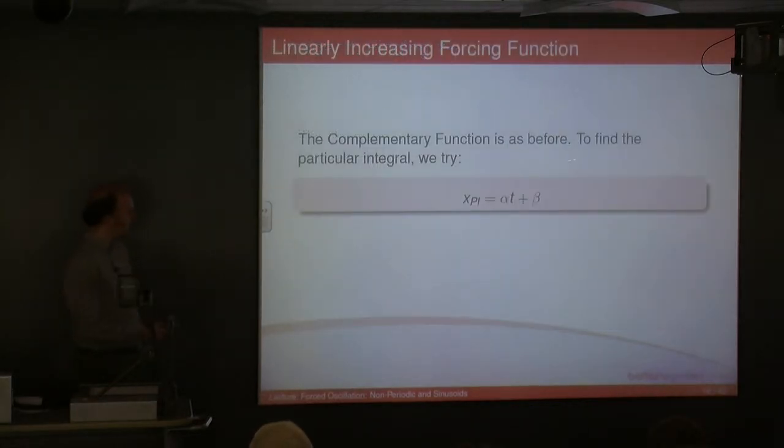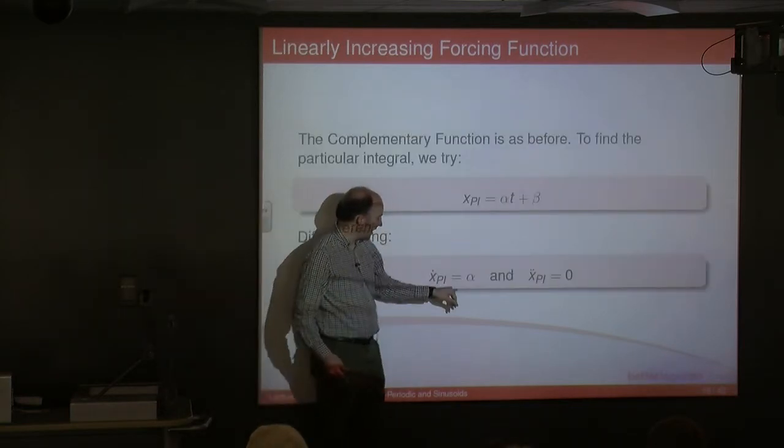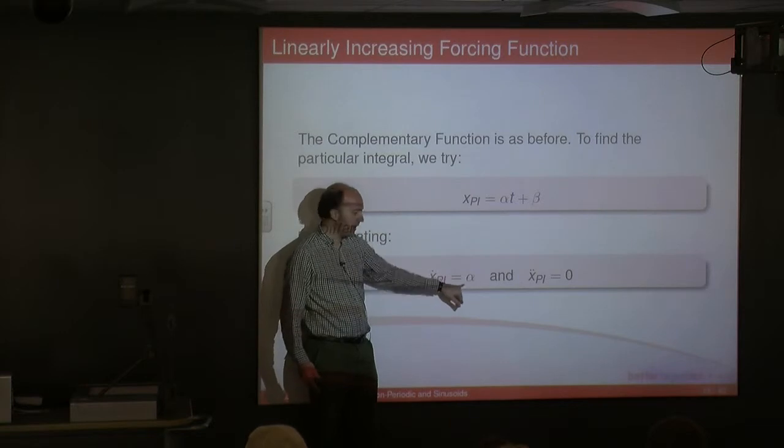Okay, so we try that as our forcing function, as our particular integral. It's based upon our forcing function. And so we go through and differentiate with respect to time. You take the derivative with respect to time here, you get x dot equals alpha.